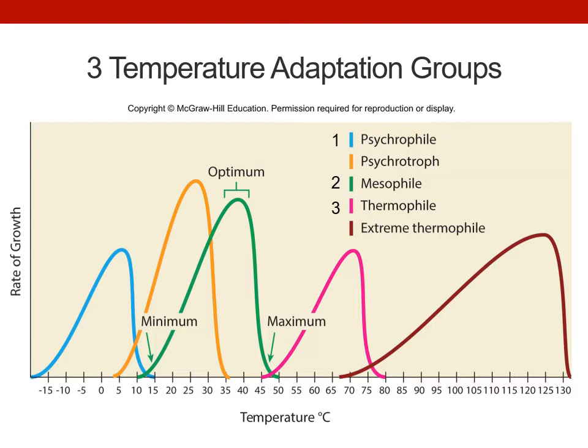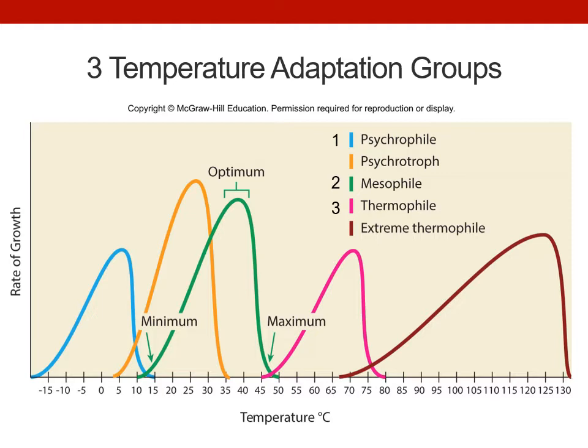Psychrophiles are cold-loving organisms and grow best at temperatures below 20 degrees Celsius. They are found in areas that are permanently cold, like in the polar regions and in the depths of the sea. Mesophiles grow at moderate temperatures. Human pathogens are part of this group because the optimum growth temperature for mesophiles is about 37 degrees, human body temperature.